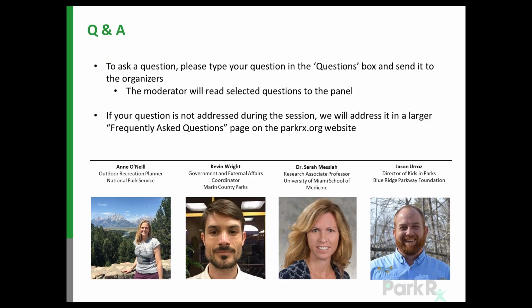And in this case, with fit-to-play and park prescription, the IRB of record is through the University of Miami. So we follow their guidance in terms of the informed consent. Every participant has to have a parent sign to consent that their child's private health information can be collected. However, none of the research team sees the actual names. It's all by a unique identifier number.